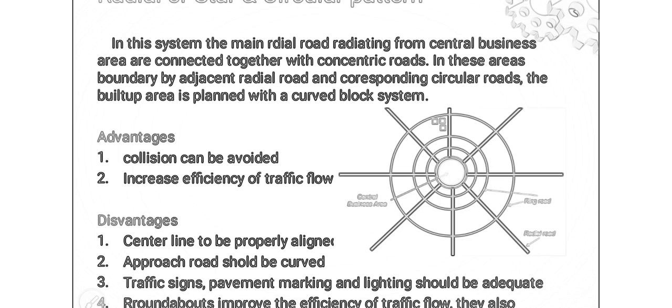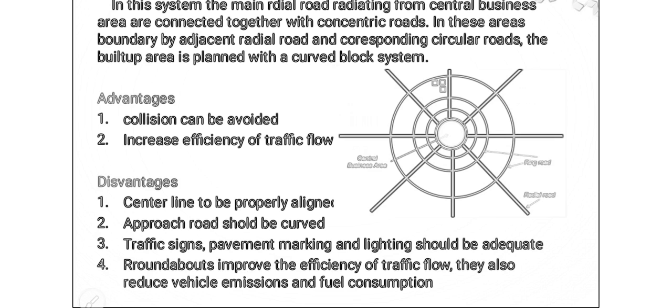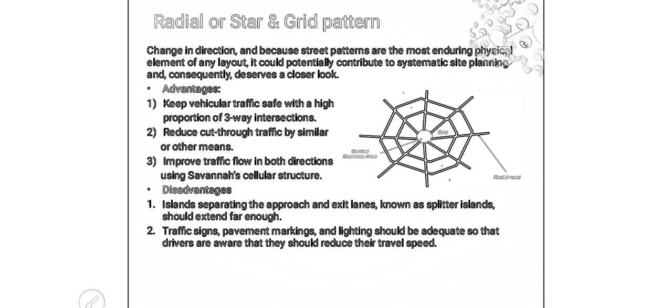Advantages: collision can be avoided, increase efficiency of traffic flow. Disadvantages: center line to be properly aligned, approach road should be curved, traffic signs, pavement marking, and lighting should be adequate. Roundabouts improve the efficiency of the traffic flow. They also reduce vehicle emissions and fuel consumption.